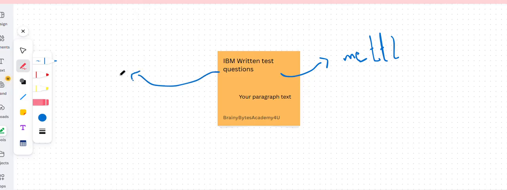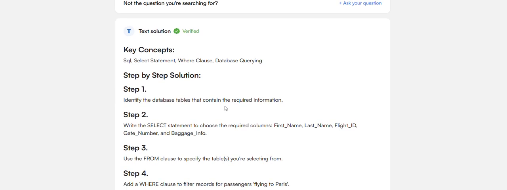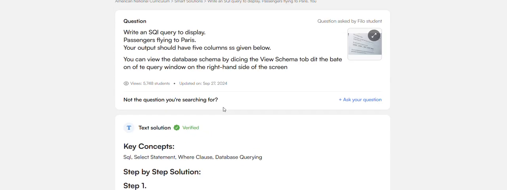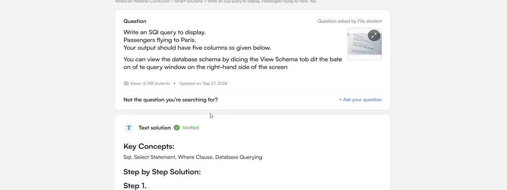What type of questions did they ask in SQL? The first question asked was: write an SQL query to display passengers flying to Paris. Your output should have 5 columns as given below. You can view the database schema by clicking the view tab in the query window on the right hand side of the screen. This is not the exact question, but the pattern is very similar. So they ask you to execute these types of questions in SQL. This is one question.